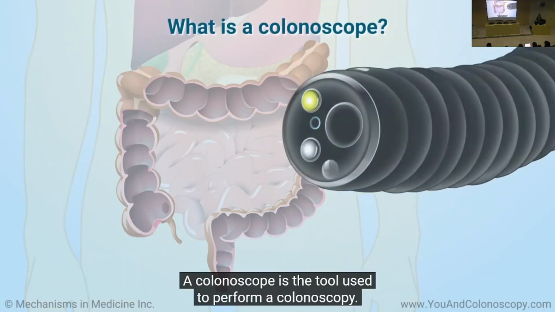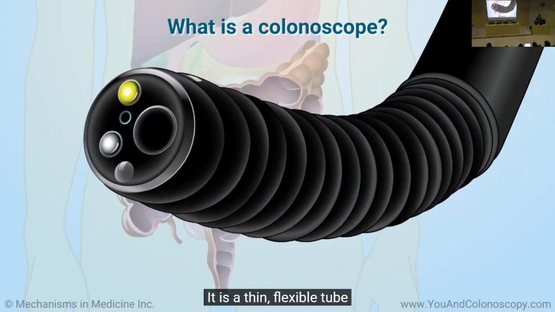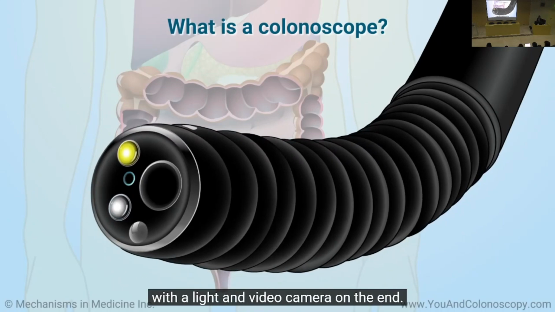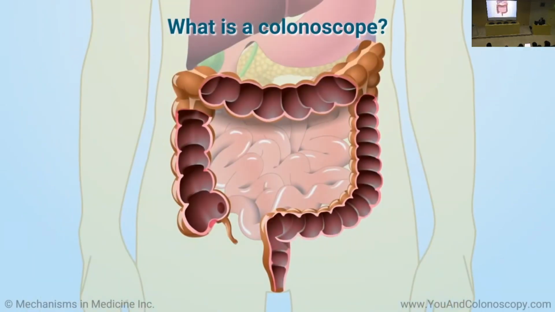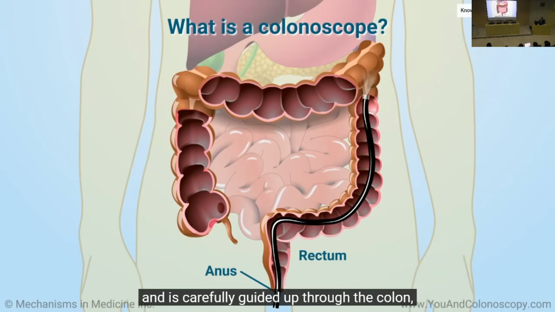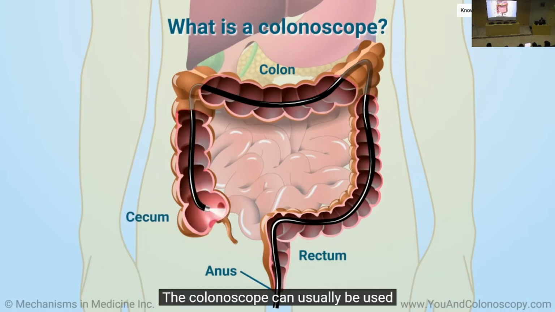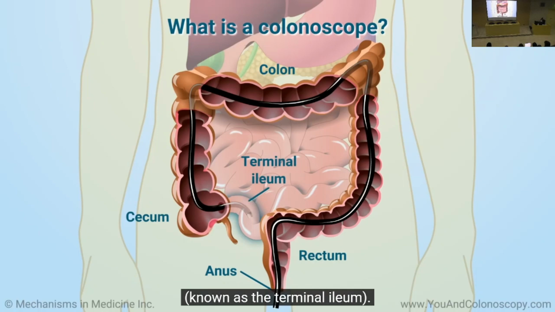A colonoscope is the tool used to perform a colonoscopy. It is a thin, flexible tube with a light and video camera on the end. It is inserted through the anus into the rectum and is carefully guided up through the colon, all the way to the cecum. The colonoscope can usually be used to enter the very end of the small bowel, known as the terminal ileum.